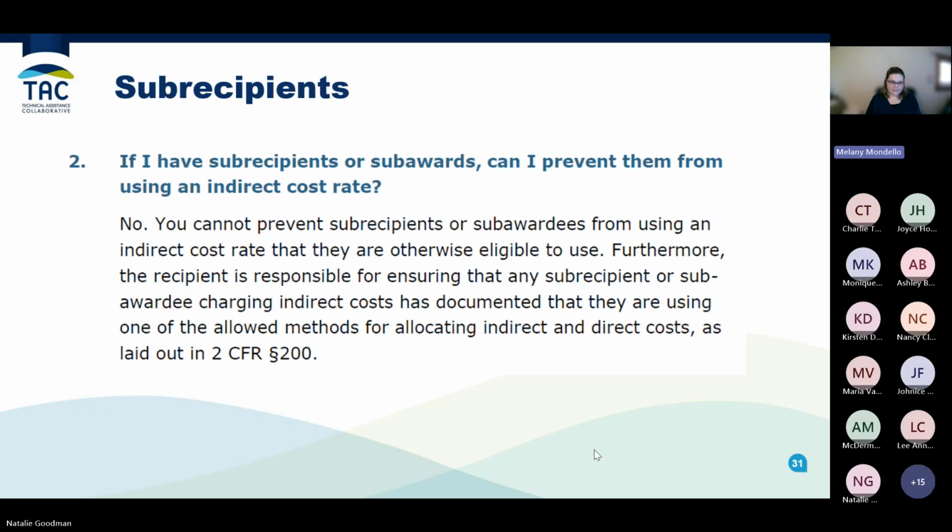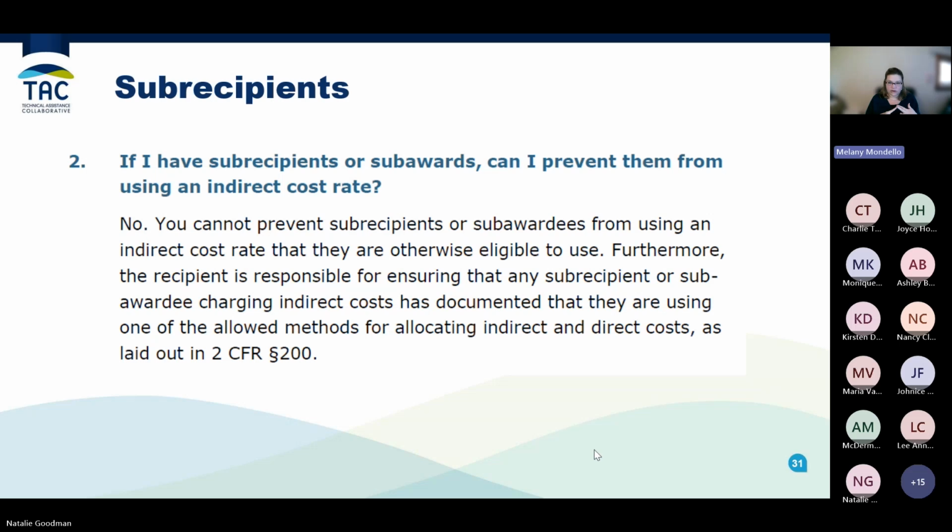This is a question that comes up often, mostly because indirect costs feel hard to people. And if you have subrecipients, the question is, can I prevent them from using an indirect cost rate? And HUD has determined no. But if you have a subrecipient, you can't say, I'm not going to let you bill indirect costs because I don't know how to manage those. You have to let them if they have a method that you're comfortable with.